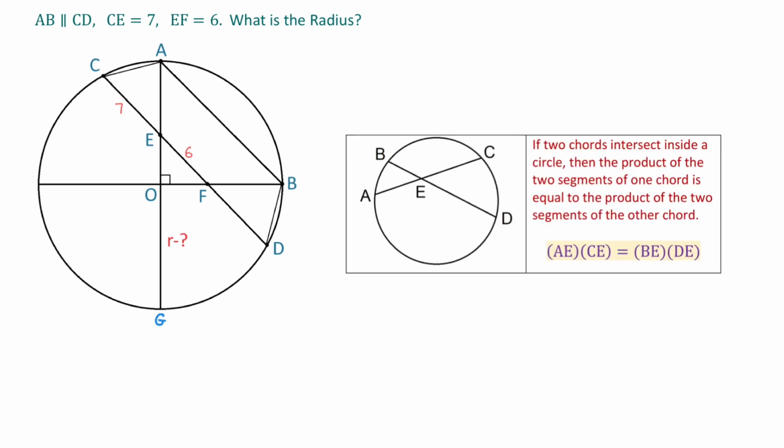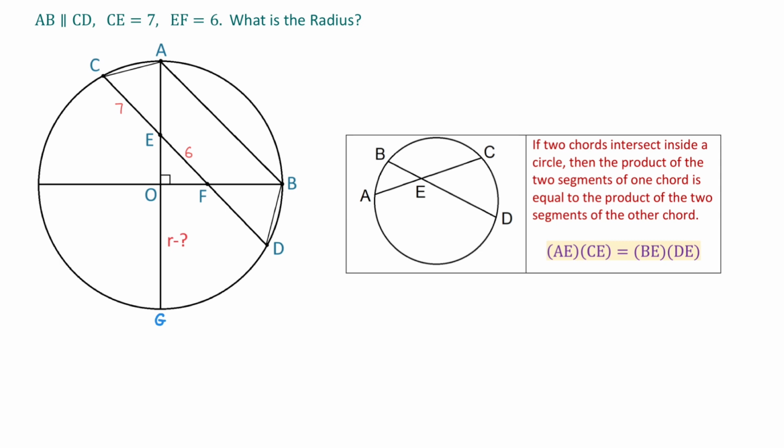To solve this problem and to find the radius, we will use the following principle. If two chords intersect inside a circle, then the product of the two segments of one chord is equal to the product of the two segments of the other chord. And that is AE times CE equals BE times DE.